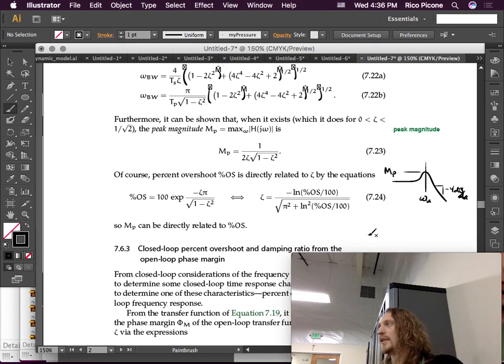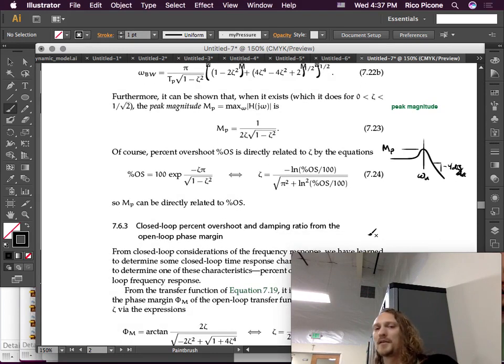Remember, percent overshoot is the percentage amount of overshoot the system has when it responds to a step input overshooting the final value. So it's a time domain characteristic, but it's related to this frequency domain characteristic, which makes sense. I mean, they're going to be related somehow. I mean, if you do something in the frequency domain to it, it's going to affect the time domain. So it makes sense that there are relationships. Finding out what those are sometimes are more subtle.